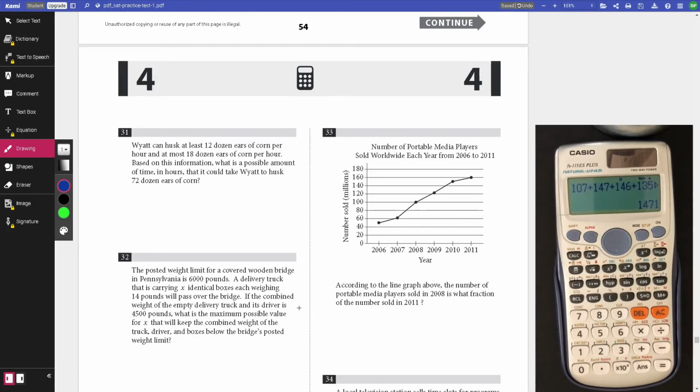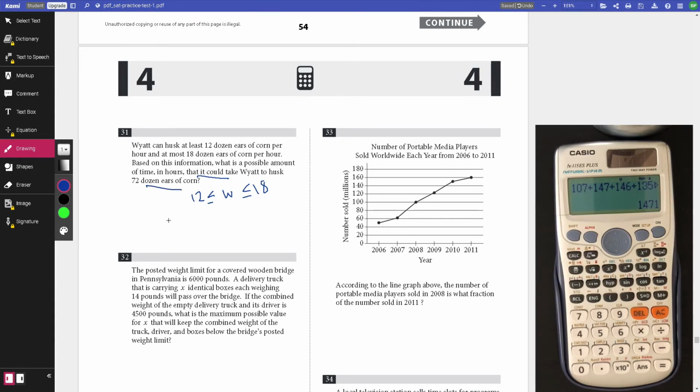Number 31. Y can husk at least 12 dozen ears of corn per hour, and at most 18 dozen ears of corn per hour. So Y is at least 12, at most 18. And then based on this info, what is the possible amount of time in hours that it could take him to husk 72 ears of corn?